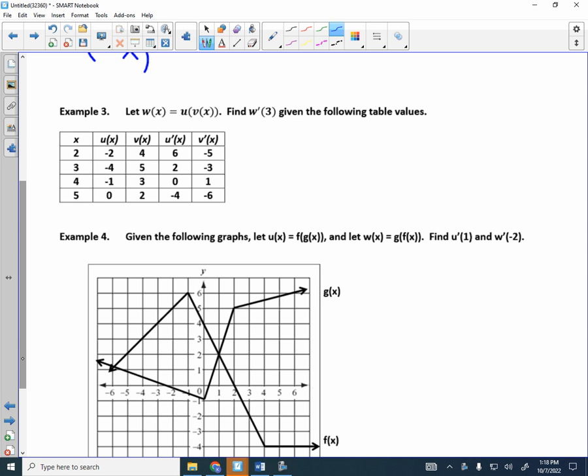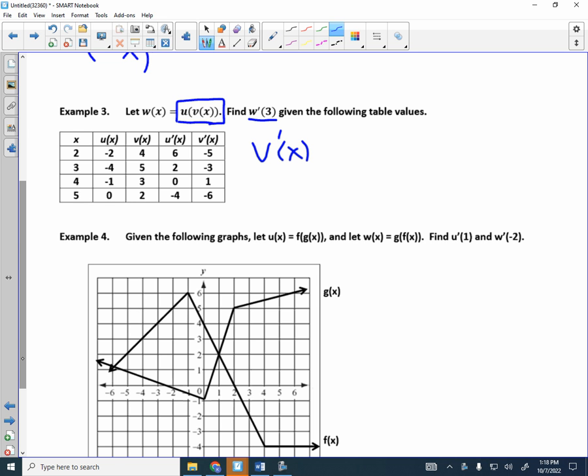Now let's go to the table piece. This is pretty straightforward and simple, okay? It says w of x is equal to u of v of x. What I see here is that there's a composition function, meaning that one function sits inside the other one. I want to find w prime of 3, okay? So you tell me, what did we say about the chain rule? You take the derivative of the outside, okay, and the derivative of the inside. How would you write the derivative of v of x? You'd write v prime of x.